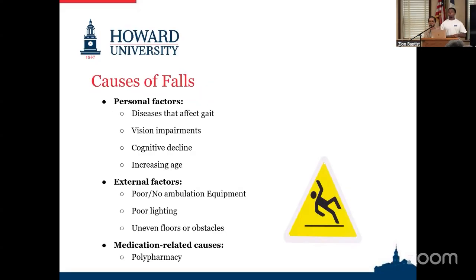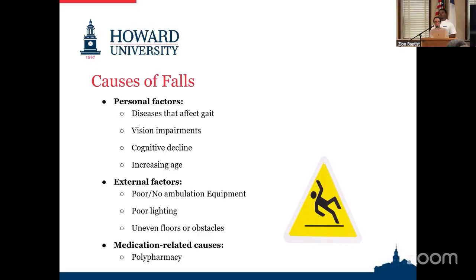Okay, so what causes falls? Falls can be caused by personal factors, so different diseases or conditions that you may have that may affect your walking or your gait. Vision impairment. So we have macular degeneration, which is very common in the elderly. And this damages a part of your eye responsible for sharp central vision. So people who have this rely on their peripheral vision, and that can cause problems with their depth perception.